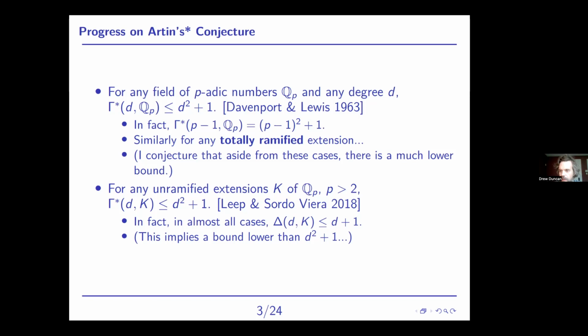David Leep and I have recently done some work to show that this is in fact a strictly stronger result, that it in fact implies a bound that is strictly lower than d squared plus 1. So we have this for the basic fields themselves, the fields Q_p, all of their unramified extensions with exceptions.